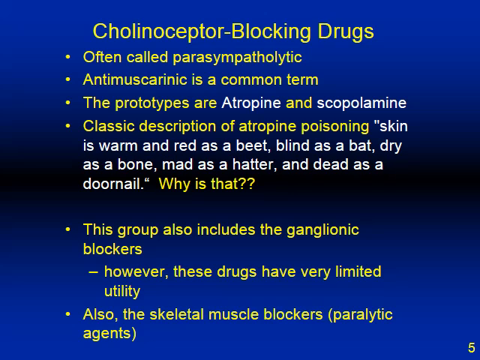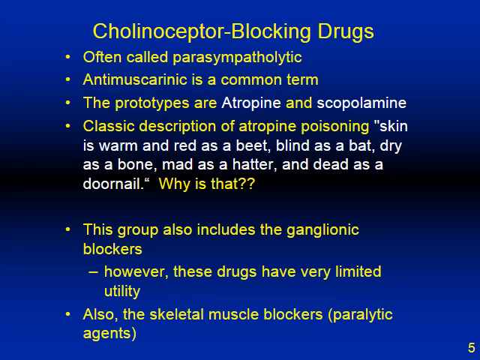So we know the classic description of atropine poisoning involves skin being warm and red as a beet. Why is that? Because the sweat glands are being blocked. The person is blind as a bat. Why is that? Because their vision is being disrupted due to pupil dilation. We say that their accommodation for near vision goes down, so things that are close by become blurry.